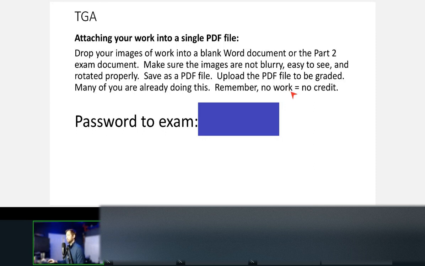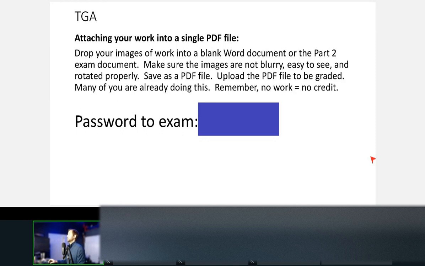And I have seen that on TGAs. You have the right answer, but your work makes zero sense. If that happens, you cheated. I'm marking it all wrong. So you better be careful. I do read the work and I do comment.